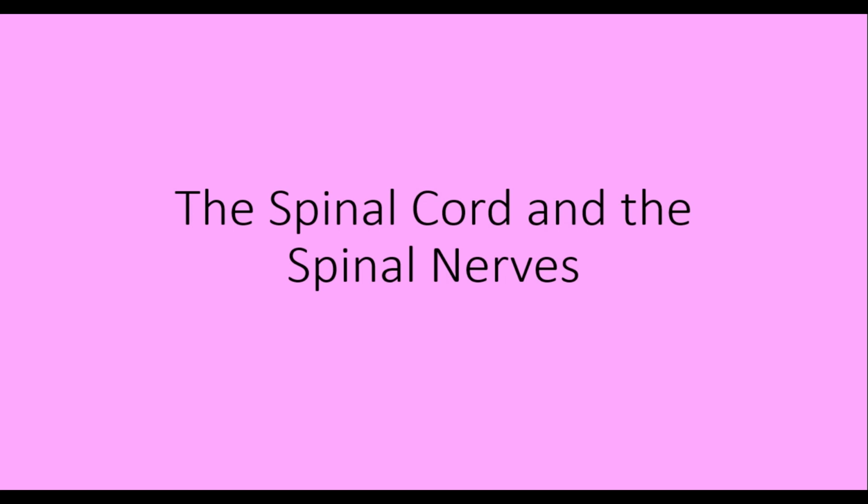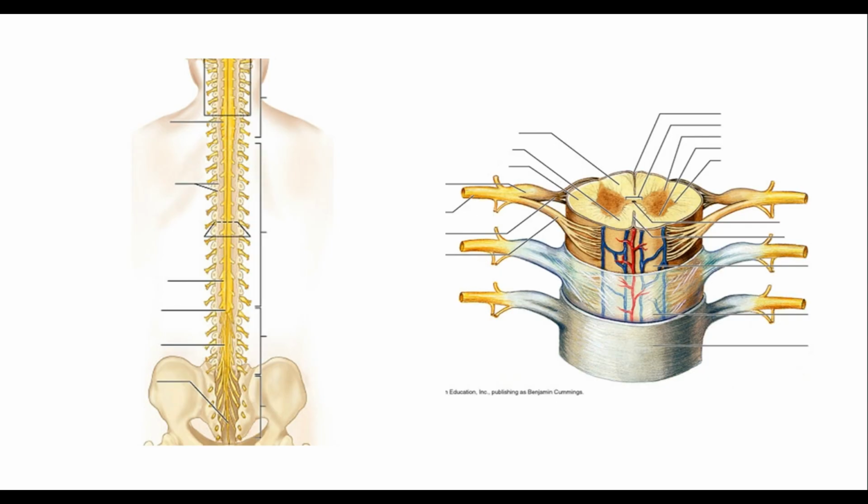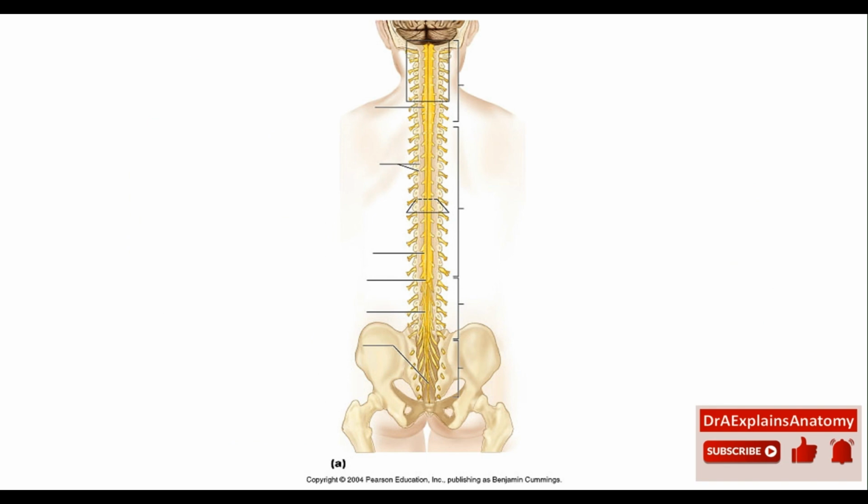Hello, everyone. Let's identify together the structures of the spinal cord and the spinal nerves on the blank figures. We will label together these two blank figures. Starting with this one, let's first identify the parts of the spinal cord.